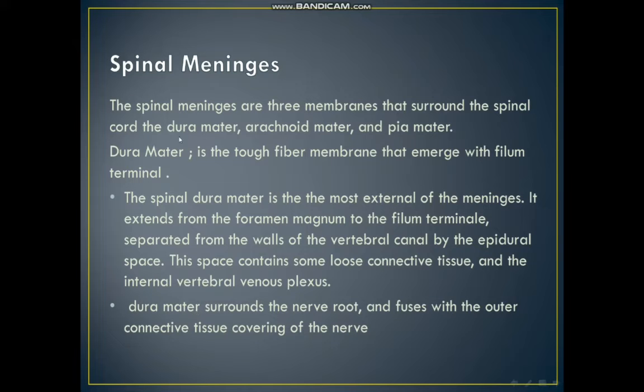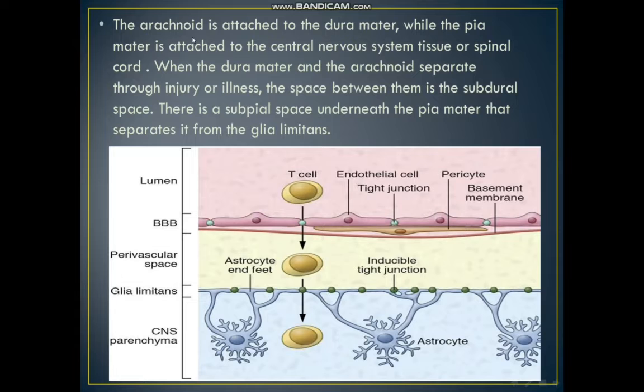It surrounds the nerve root at the beginning, before branching. Here we can see the arachnoid is attached to the dura mater, while the pia mater is attached to the tissue of the central nervous system, which is the tissue of the brain or spinal cord. If the dura mater and the arachnoid are separated through injury or illness, the space between them is the subdural space. There is a subpial space underneath the pia mater that separates it from the glia limitans.